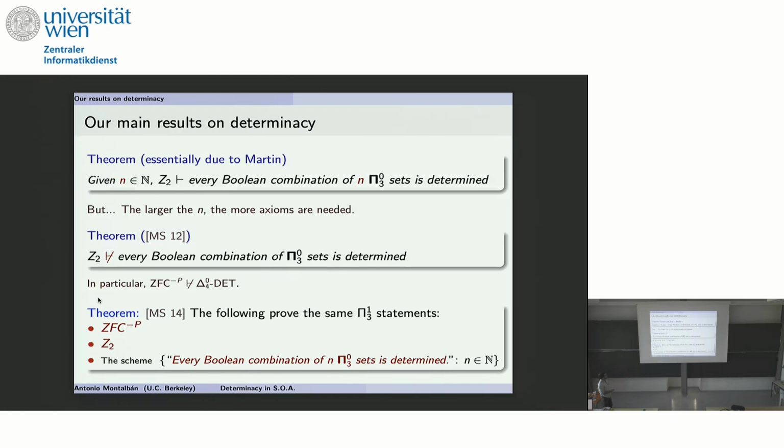And essentially using some absoluteness results, you get another, maybe nicer statement that says a bit more. The following three prove the same Pi 1 3 statements: ZFC without the power set axiom, second-order arithmetic, and the scheme that every Boolean combination of n Pi 0 3 sets is determined for all n in the natural numbers, over RCA naught, let's say. So all these theories are the same, and you don't need all these comprehension axioms. Determinacy gives them to you.